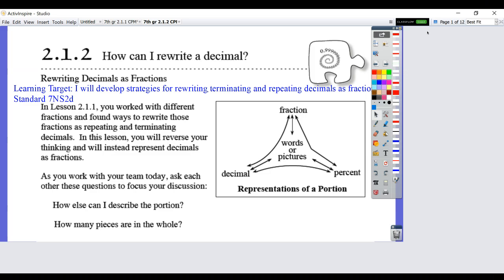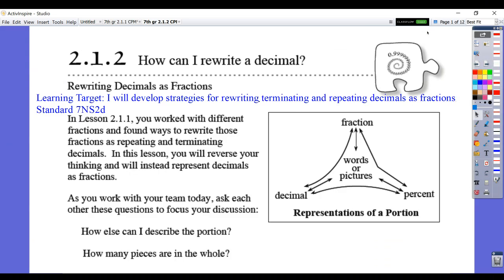This video is to help you develop strategies for rewriting terminating and repeating decimals as fractions, and it's section 2.1.2. It reminds us that in the lesson from 2.1.1, we worked with different fractions and found ways to write those fractions as either repeating or terminating decimals. In this lesson, we're going to reverse our thinking and go the other direction.